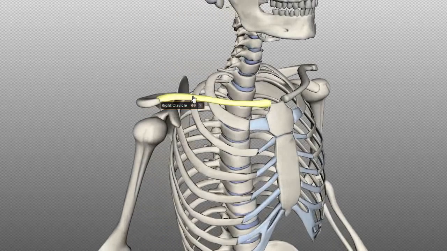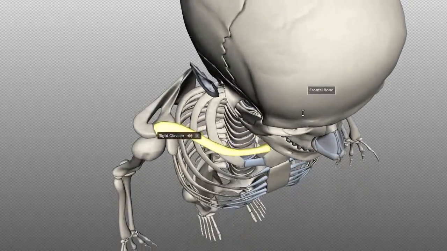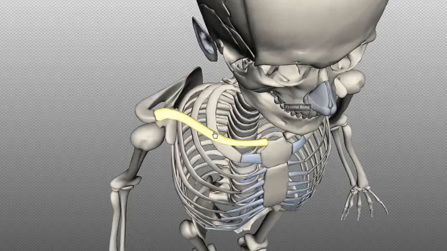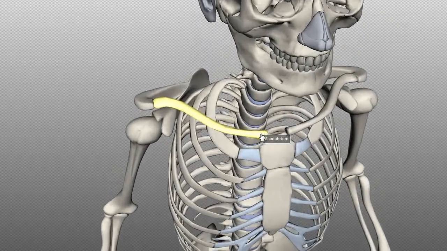So the clavicle is this long bone here which connects the scapula at one end and the manubrium of the sternum at the other end. Medially it articulates with the manubrium, and laterally it articulates with the scapula at the acromion process. Looking at it from this superior view, you can see this S shape of the bone, and it's convex medially just before it articulates with the manubrium of the sternum.